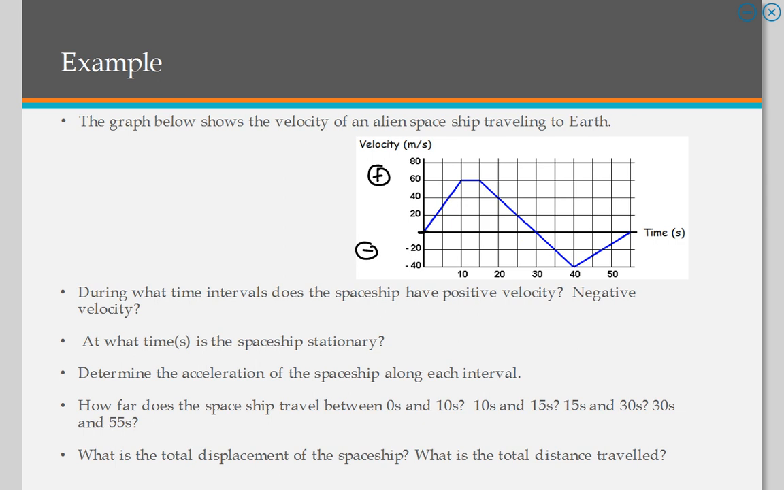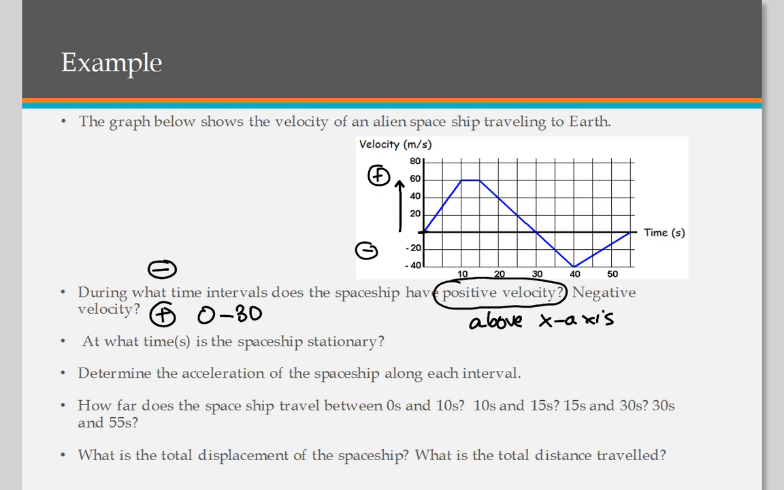Let's answer some of these questions. During what time interval does the spaceship have positive velocity? Positive velocity, you are just looking for above x-axis. And negative velocity, you're just looking for below x-axis. So your positive interval will be from 0 to 30, and your negative interval will be from 30 to 55, I think.